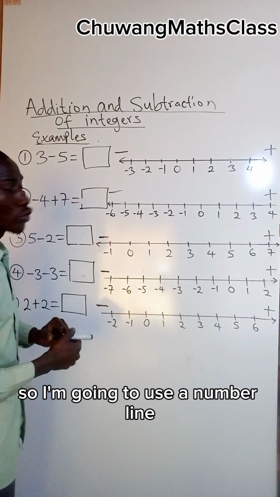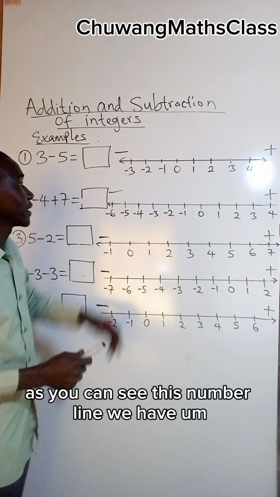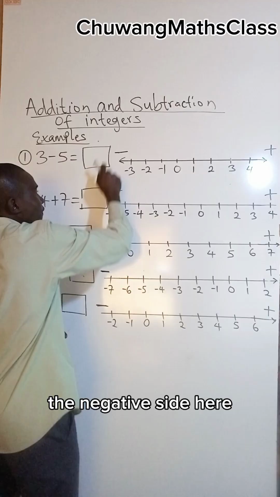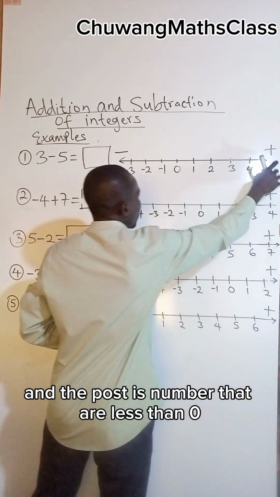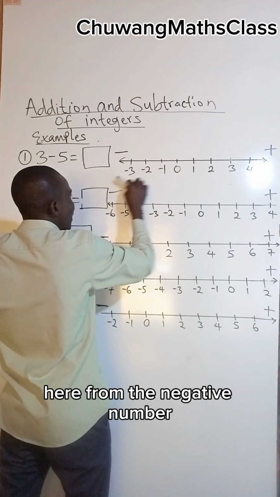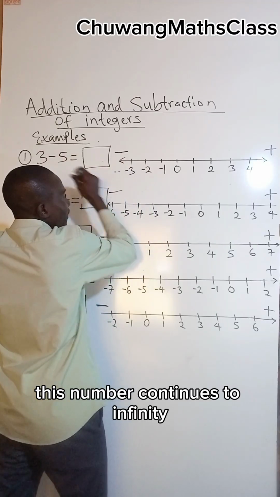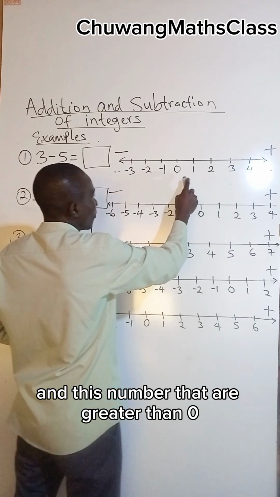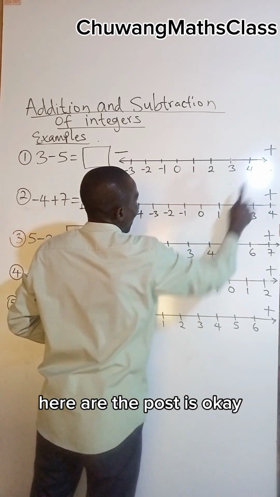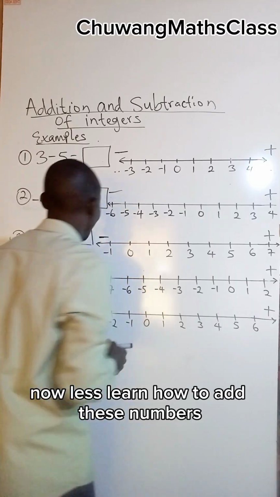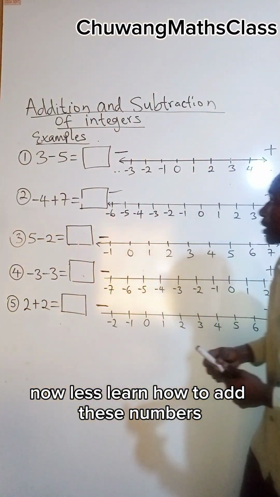So I'm going to use a number line. As you can see, on this number line we have the negative side here and the positives. Numbers that are less than 0 here form the negative numbers. This continues till infinity. All these numbers also continue till infinity. And these numbers that are greater than 0 here are the positives. Now let's learn how to add these numbers.